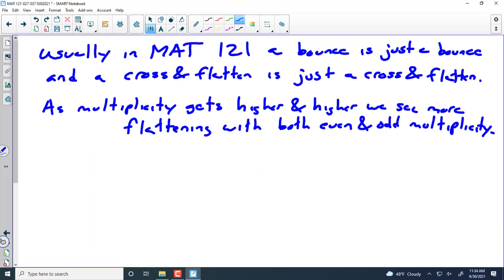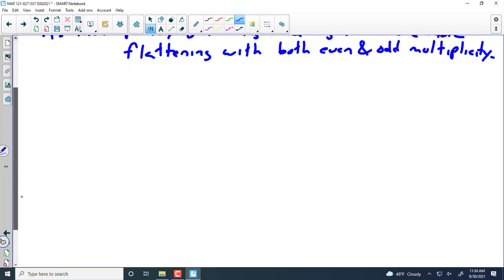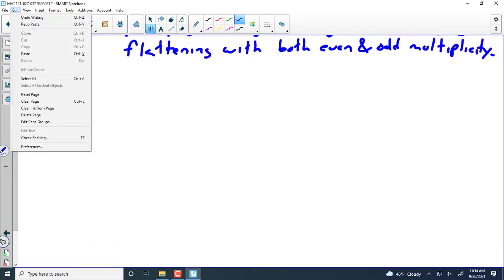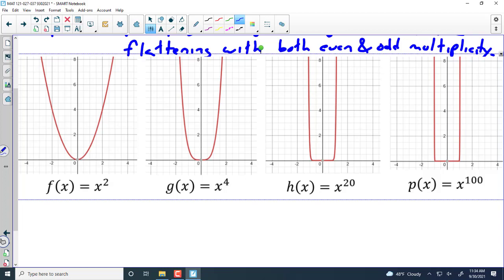So usually in Math 121, a bounce is just a bounce, and a cross and flatten is just a cross and flatten. So once you get that bounce down, you're in good shape. Once you get that cross and flatten down, you're in good shape. But it turns out as multiplicity gets higher and higher, we do see more flattening with both the even and odd multiplicity. This is very hard to show by hand, but I did do some more pictures using Desmos to show you what I mean by that.